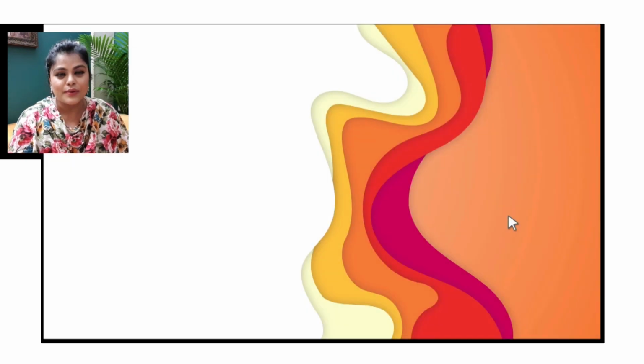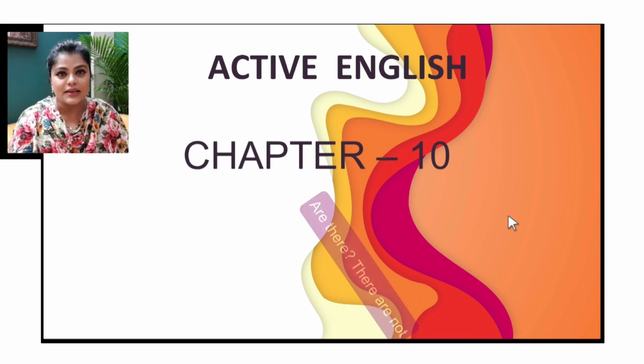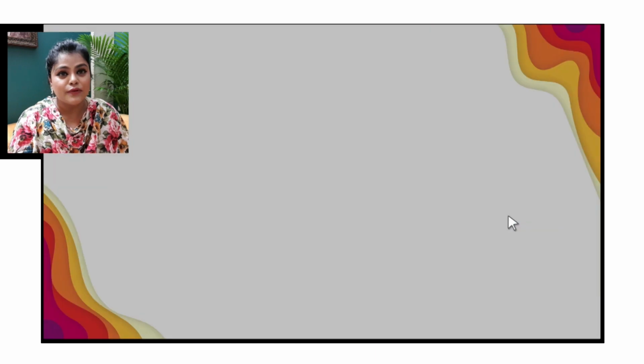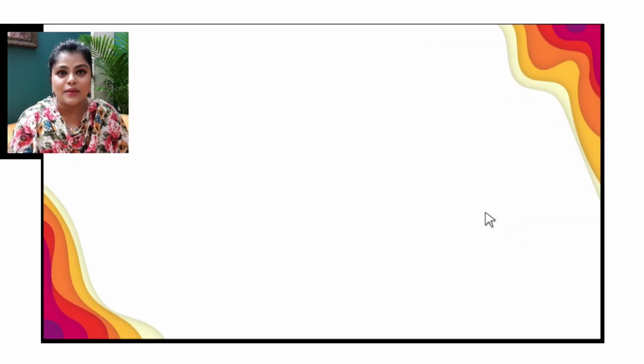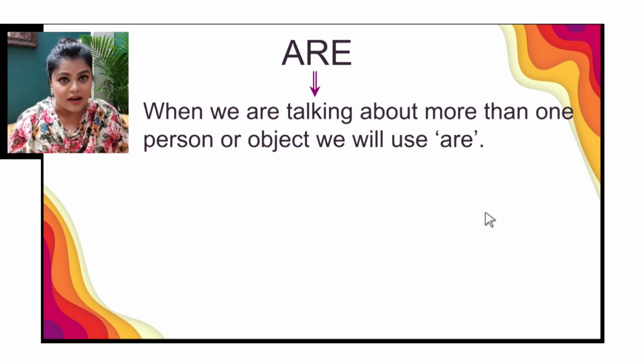So today we will do Active English chapter number 10, that is "Are there not." Are there not. So before we start the chapter, we will see the word "are," A-R-E, are. Now, when we are talking about more than one person or object, we will use the word are.